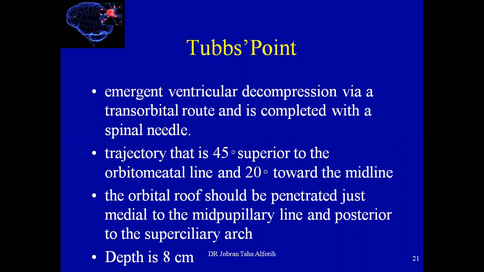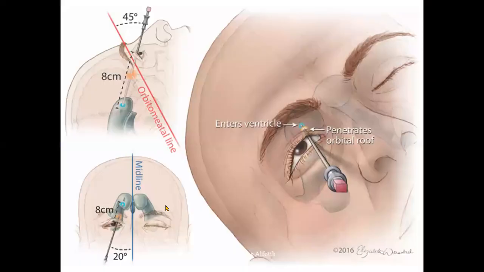We have the Tauber's point, used during an emergency for decompression of the ventricular system via the transorbital route, completed with a spinal needle. Trajectory is 45 degrees superior to the orbital line and 20 degrees towards the midline. The orbital roof should be penetrated just medial to the mid-pupillary line and posterior to the superciliary arch. The depth will be 8 centimeter, or according to the ventricle size.